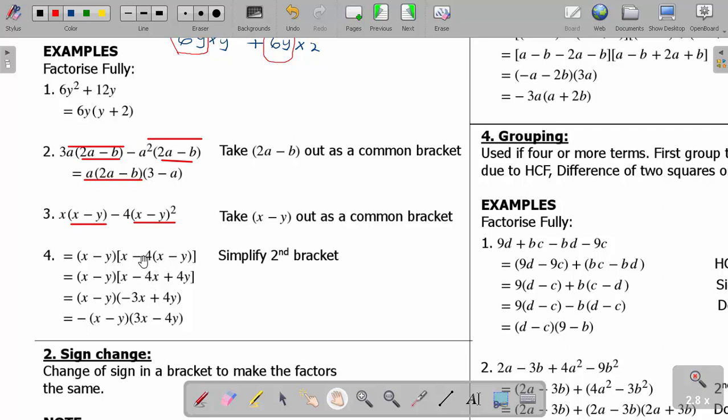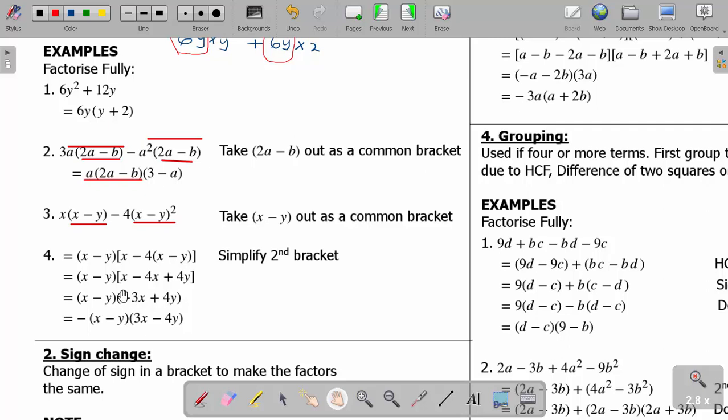Now when I multiply negative 4 times negative, I'm going to get positive 4y here. Now these are like terms giving me negative 3x plus 4y, together with x minus y into negative 3x plus 4y. So this one is going to be my answer. So this one is x minus y into negative 3x plus 4y.